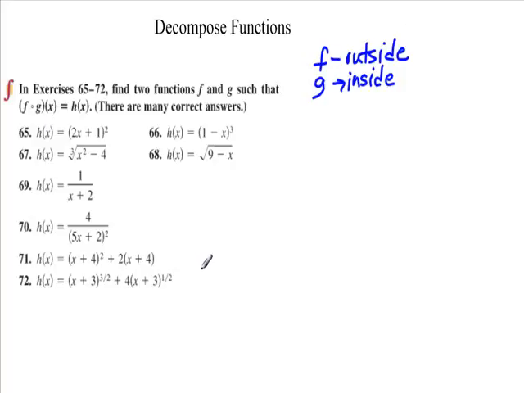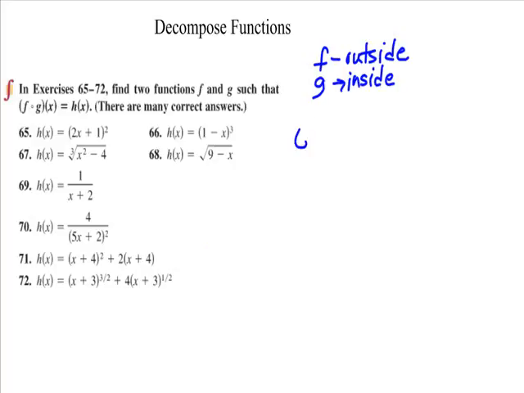Like for instance, number 65, h of x is equal to (2x plus 1) quantity squared. Well, you can see there's really two functions being applied to that problem. There's a function 2x plus 1, which is a linear function, and then that is being plugged into the squaring function. And so the easiest way to do these is to identify what is inside first.